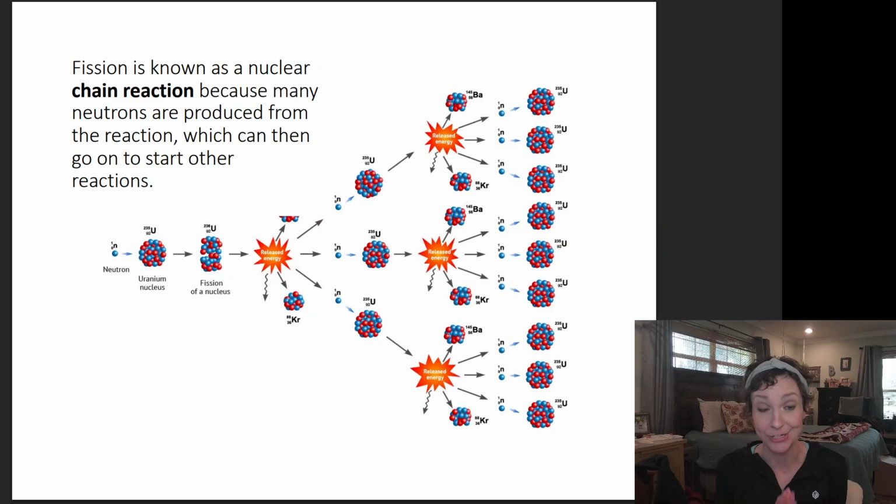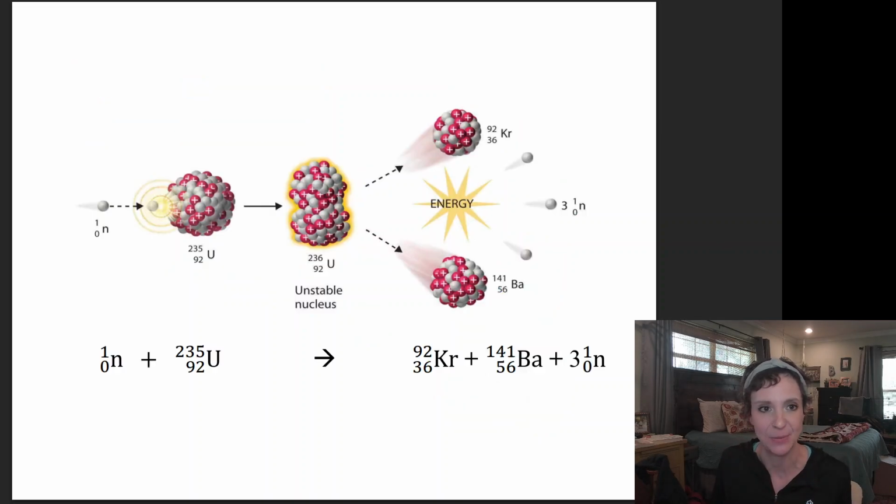Fission is known as a nuclear chain reaction because many neutrons are produced from the reaction very quickly, which can then exponentially go on to start other reactions. And if each one of these fission reactions releases a lot of energy, you can only imagine how explosive and dangerous this could be, right?